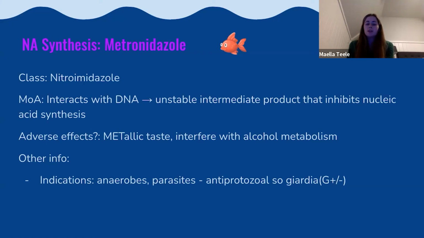But it's also used for parasites, like Sayumi was covering before. So often used for Giardia because it can target gram-positive and negative bacteria and protozoa. So it's used for quite a wide range of organisms.